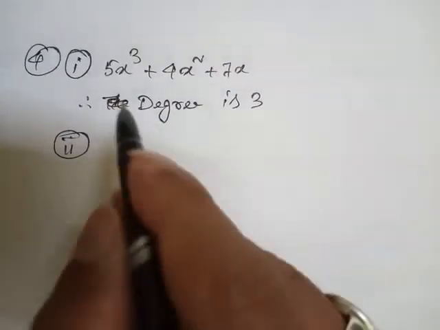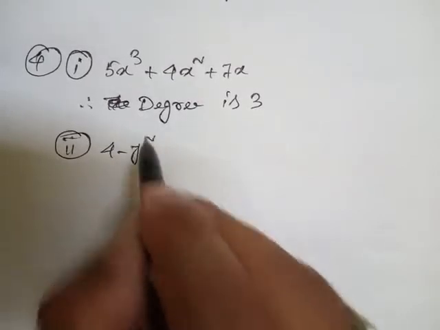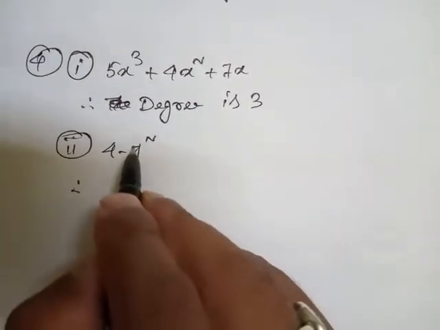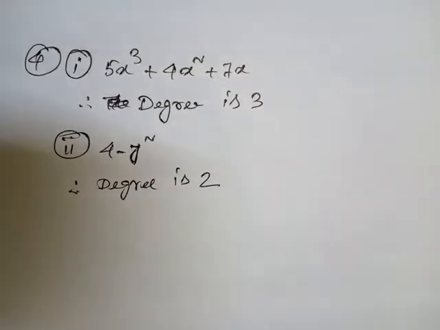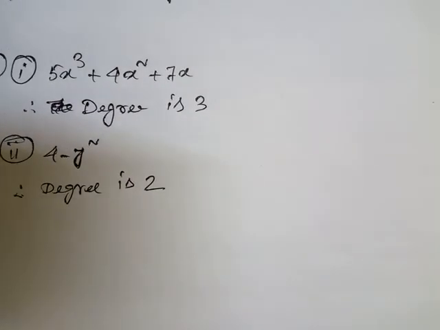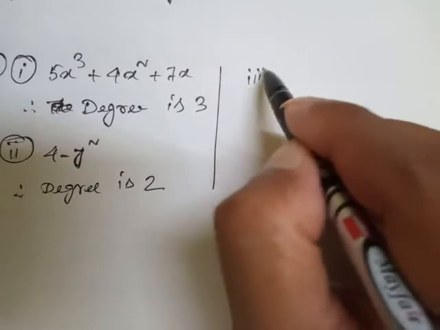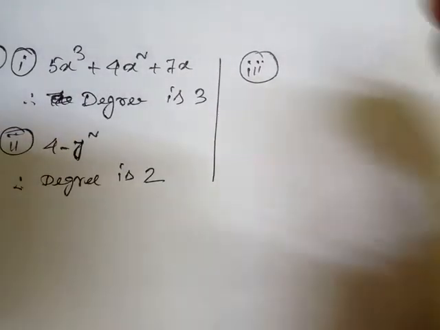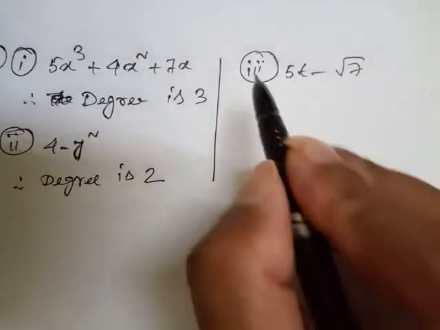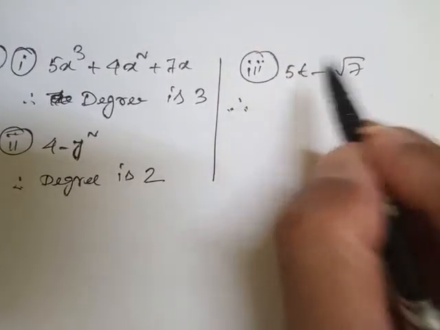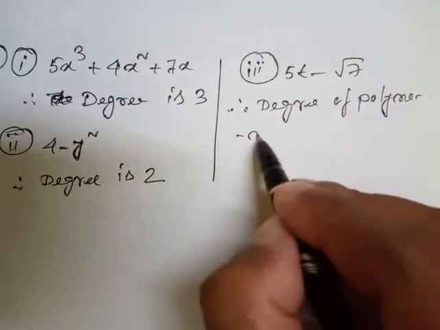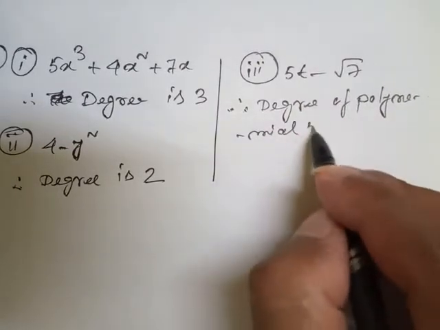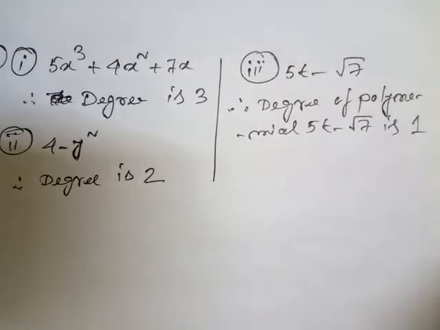Next is Roman 2. Roman 2 is given here that 4 minus y square. So look here, so variable of y highest power is 2. We can say that degree is 2, or you can say the degree of polynomial. Okay, now next one is Roman 3 here. So I'm writing here Roman 3. Question is given 5t minus root 7. So here highest power of t is 1, so we can say that degree of polynomial 5t minus root 7 is 1.